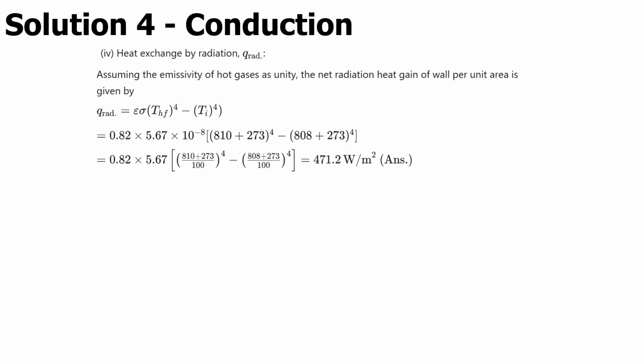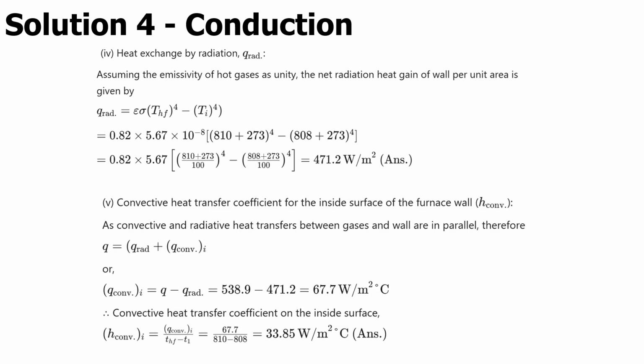Finally, for part 5, we determine the convective heat transfer coefficient for the inside surface of the furnace wall, denoted by H convect. Now, since convective and radiative heat transfers between the gases and the wall occur in parallel, the total heat flux Q is a sum of the radiative heat flux and the convective heat flux on the inside surface. Therefore, the convective heat flux on the inside is equal to the total heat flux Q minus the radiative heat flux QRAD. So substituting the values and calculating gives us 67.7 watts per square meter.